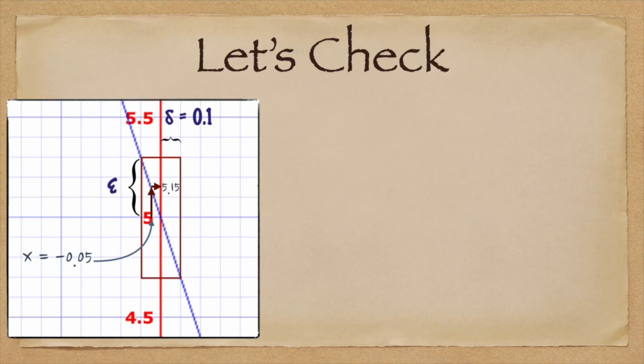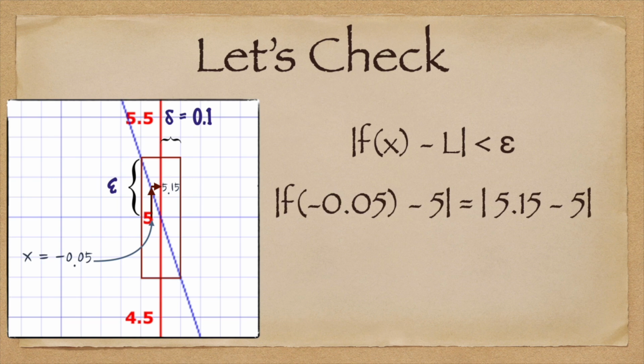Now the difference between the function value and the limit needs to be less than epsilon. So we found f of -0.05, which is 5.15, and the limit is 5, so the difference is 0.15, which is less than 0.3.